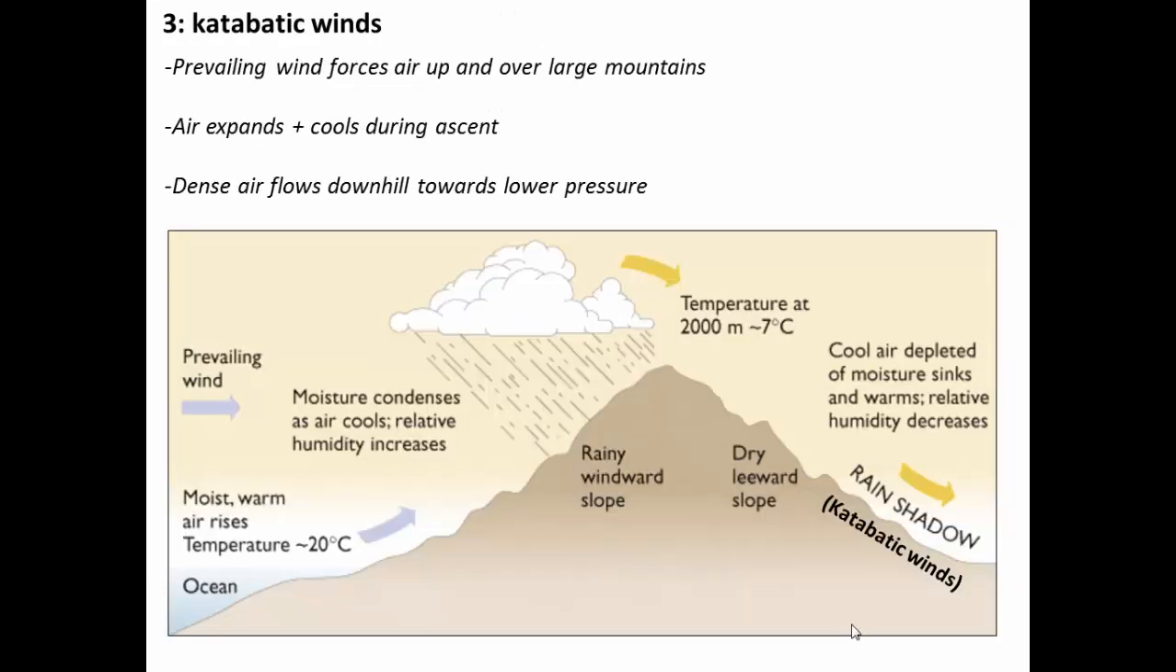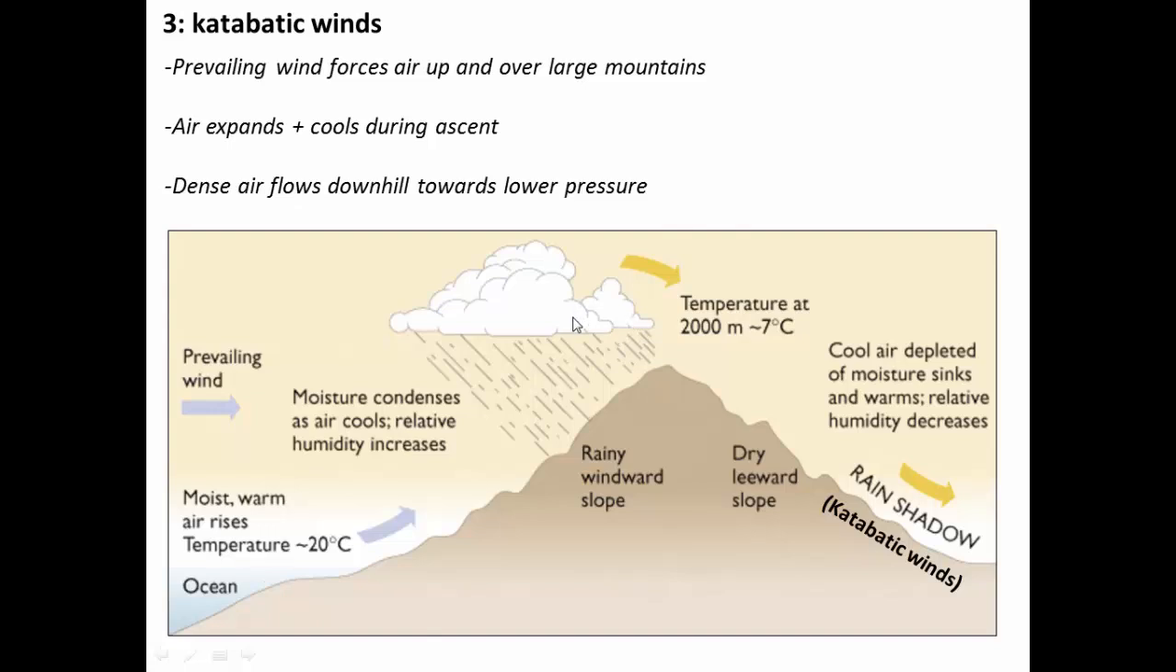The third type of wind is called katabatic wind. These are winds that are generated as large air masses are forced up and over very large mountain ranges. So these are different from the ridgelines or mountain passes we were talking about. These are more on the scale of the Rocky Mountains, the Himalaya, or the Andes. What happens is that air pressure forces the air up and over the mountains.